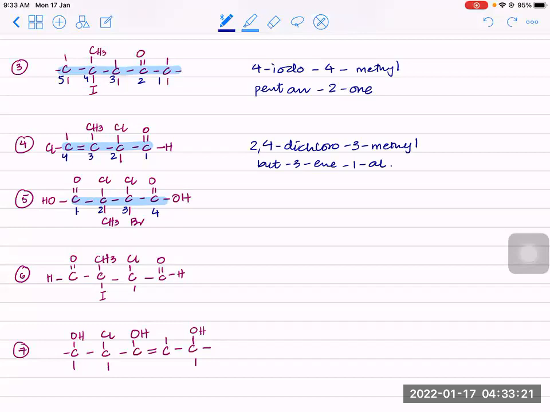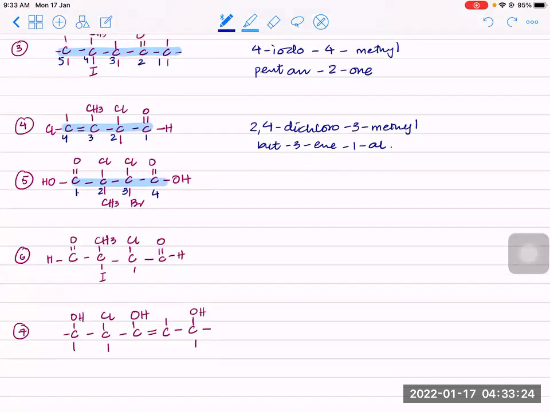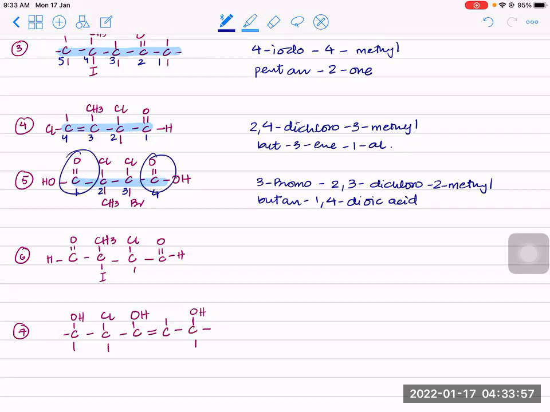Let's see now. First thing, you got to name the halogens first in alphabetical order. So it will be 3-bromo. Then on carbon 2 and 3, you have chloro. So 2, 3 dichloro. So you've named this. Now you have an alkyl on carbon number 2. So you have 2-methyl. Now on main chain, we have 4 carbons. So that would be bute. All carbon-carbon bonds are single. So butan, 1, 4 dioic acid. Because on carbon 1 and 4, you have 2 acids. So you will call it dioic acid.